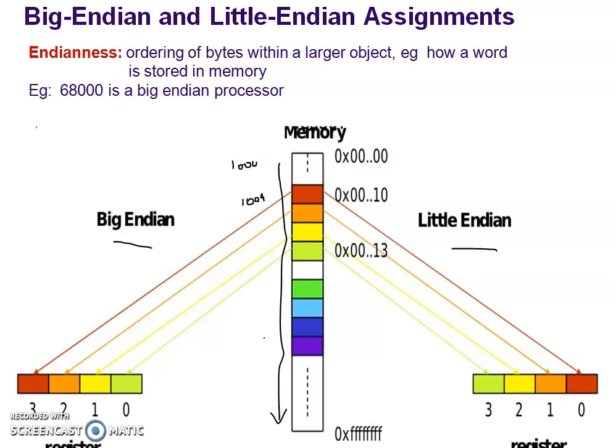Then how is the word alignment done, or how is the ordering given in the case of byte addressable memory? As we all know, a word will have 4 bytes, and if the most significant byte is given the lower address, then that arrangement is called big endian. And if the least significant byte is given the lower address, then that arrangement is called little endian.